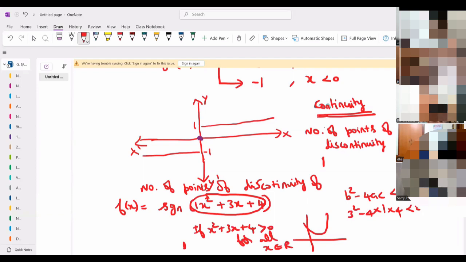Yes, sir. So they're asking the number of points of discontinuity, so the answer will be 0. Yes, there will be no discontinuity. So 0 points of discontinuity. Did you understand that? Yes, sir. Iranmai, were you able to understand that? Yes, sir. So you are seeing how they are merging different concepts.